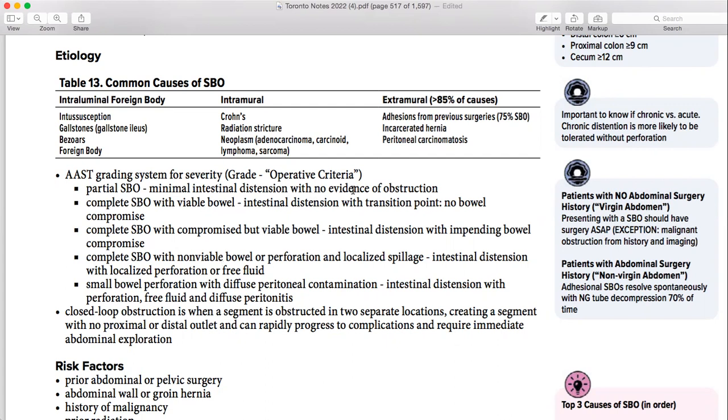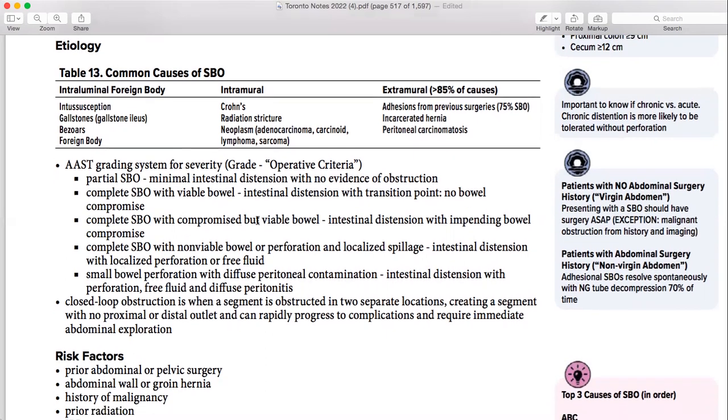Partial is minimal intestinal obstruction with no evidence of obstruction, while complete is basically with obstruction. So complete with a compromise. You don't have to go all the way into viability and everything, because the presentation will show you that something is presenting that way.